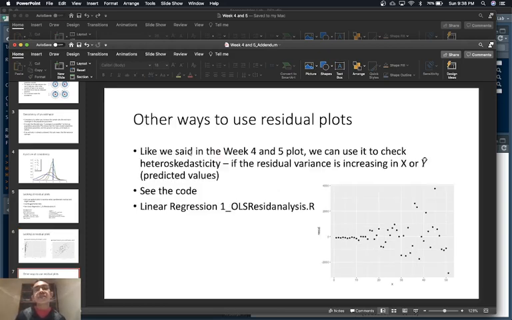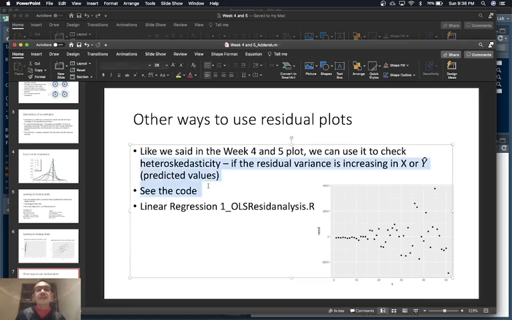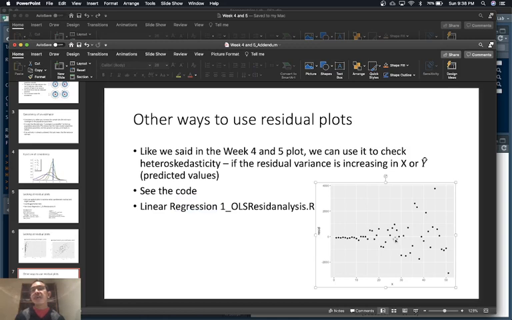Now, other ways to use residual plots, like we said, we can use it to check for heteroscedasticity, to check if the residual variance is increasing in X or the predicted values, Y hat. So see the code here, and here's just a picture of an example of a residual plot where the variance grows as X goes up. So this is another example of a problematic residual plot.